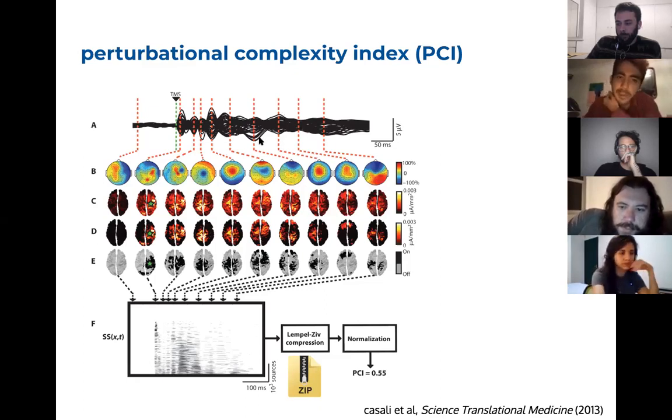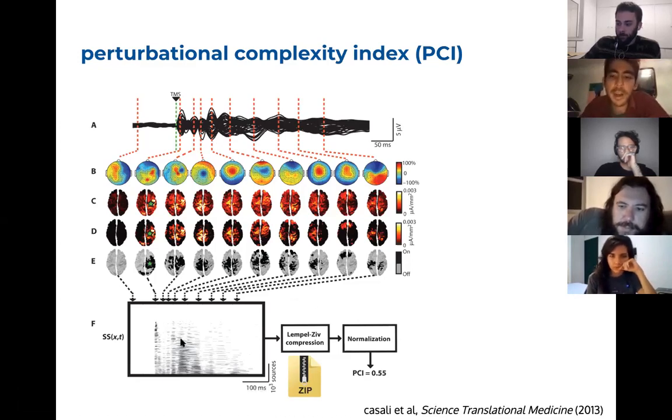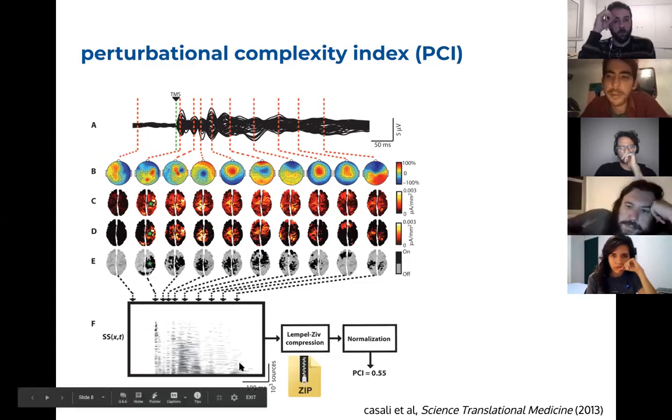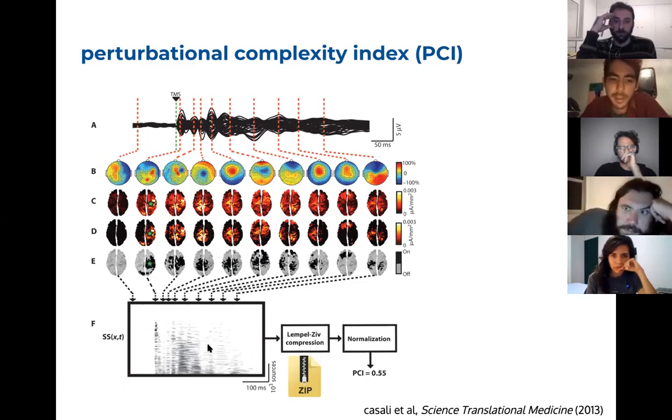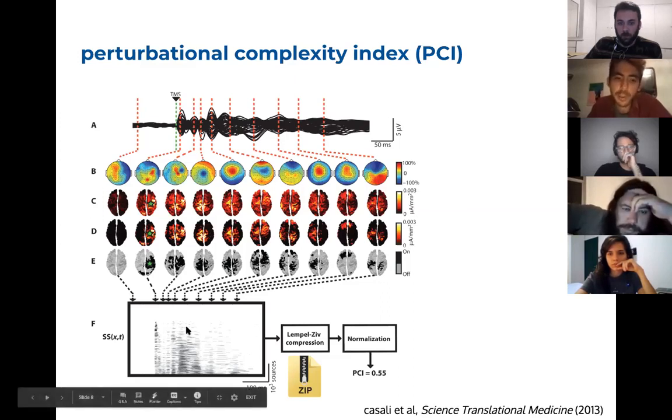So this was my supervisor in the master's. He basically tried to compress the signal using a compression algorithm. You binarize this spatiotemporal response into a matrix and try to zip this response. If the response is complex, you get a low compression, which gives a high value of impulsive complexity. Otherwise, you get low values if it's highly compressible. So if this matrix is very simple, which is the case in sleep, you get low values.